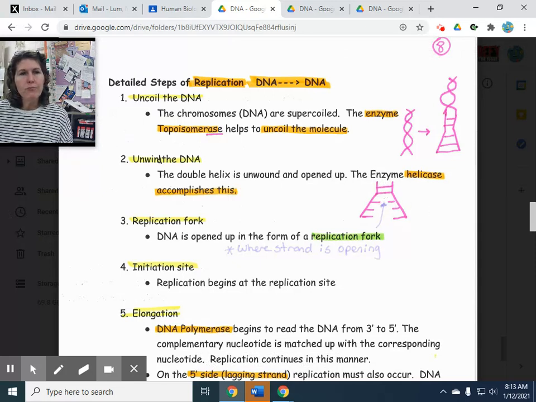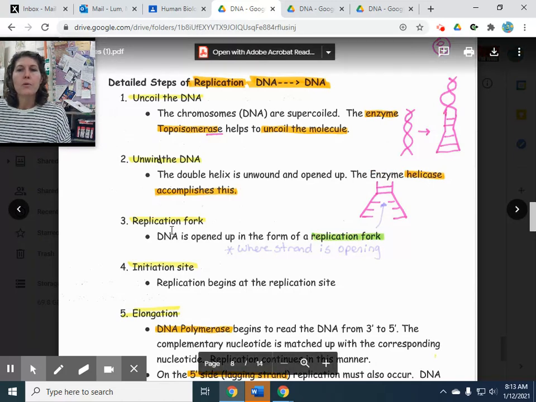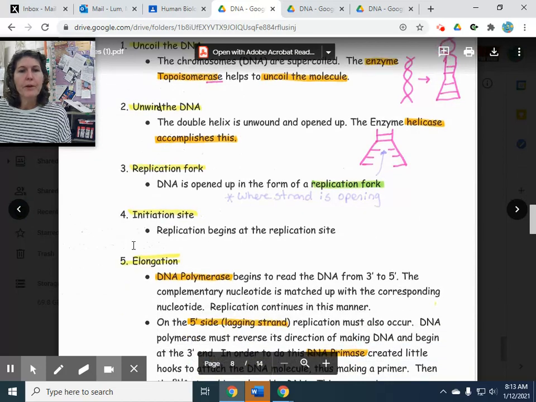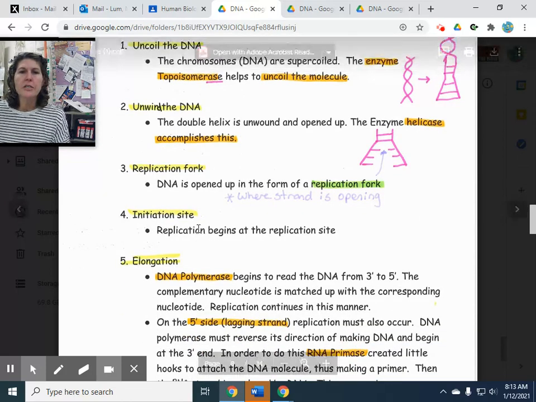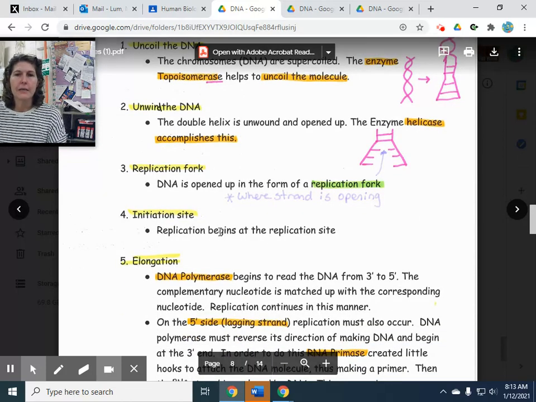This is known as a replication fork. I can't just say, oh, here's the replication fork, because it is constantly moving. As that helicase is opening bonds all the way up, that replication fork is moving up. So that replication fork is where the strand is opening. We have an initiation site. Initiation site is where replication begins.